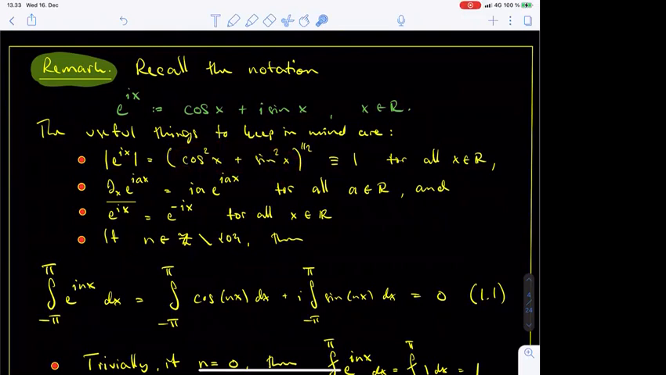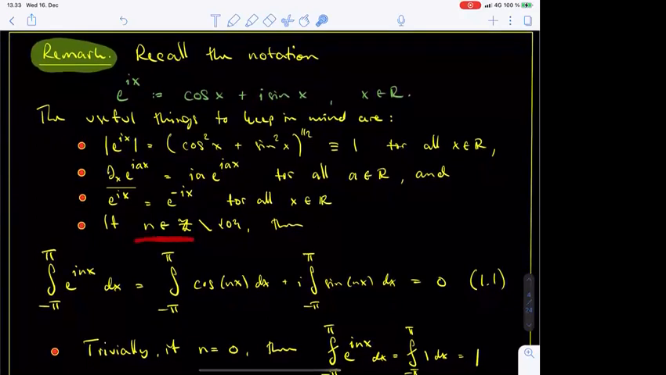Another useful formula regarding e to the power ix is how to differentiate e to the power iax, where a is an arbitrary real number. The x derivative of e to the power iax equals ia times e to the power iax. This you can easily verify just by looking at what e to the power iax means. The next useful formula to keep in mind is that the complex conjugate of e to the power ix is equal to e to the power minus ix for all real numbers x.